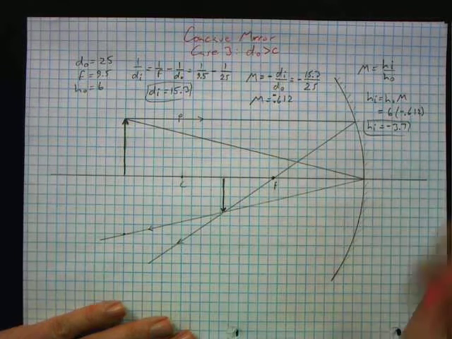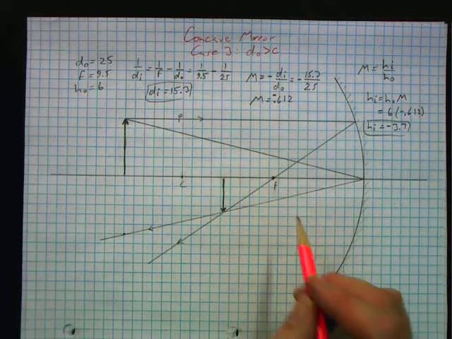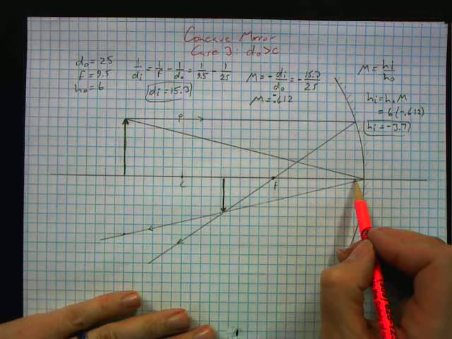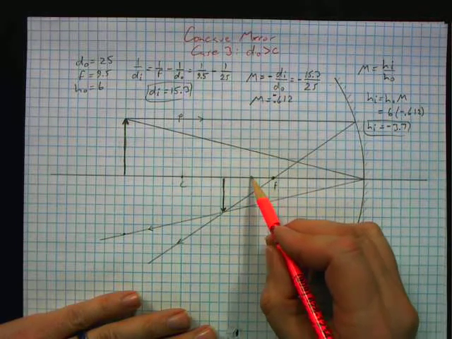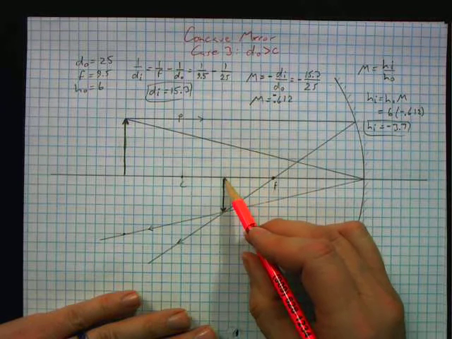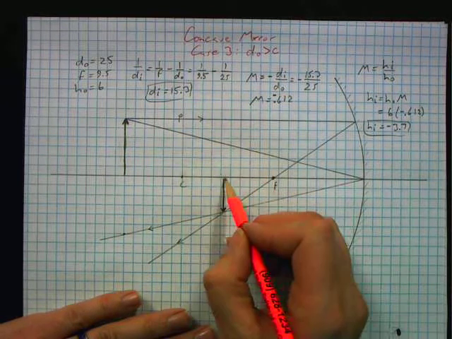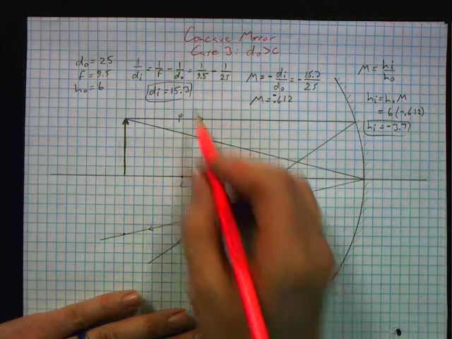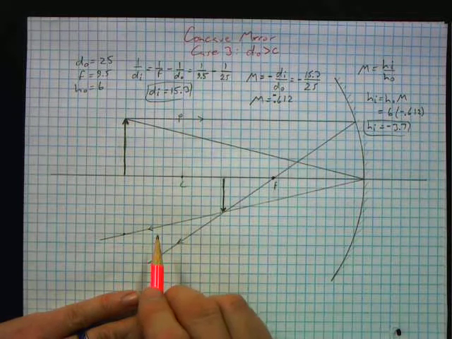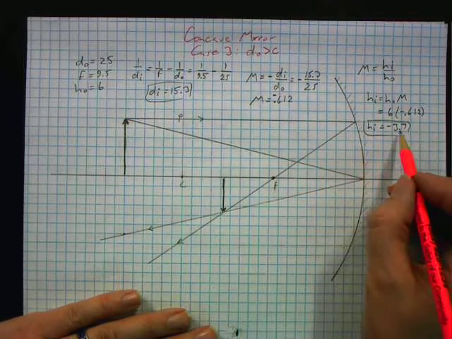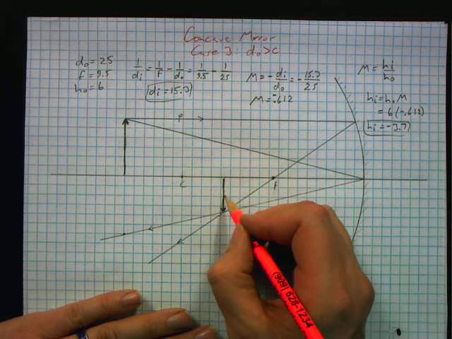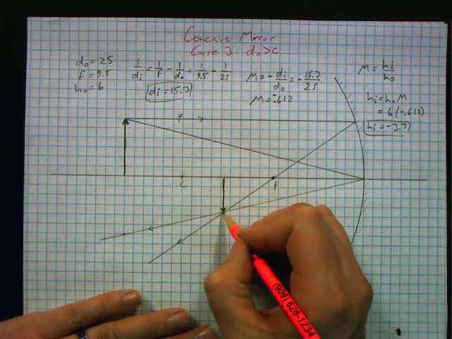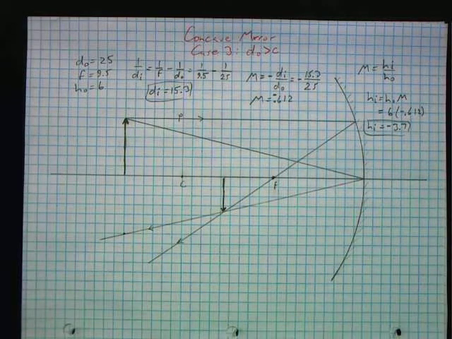Okay, let's check. My object is 1, 2, 3, 4, 5, 6, 7, 8, 9, 10, 11, 12, 13, 14, something or other. I was pretty dang close. I was 14.7, and that's 15.3. That's not too bad. And my image height should be negative 3.7. This is negative 1, 2, 3, 0.6. All right, so that was a little bit closer.